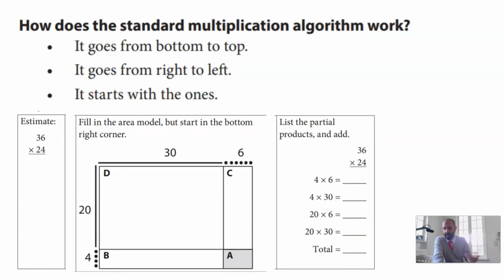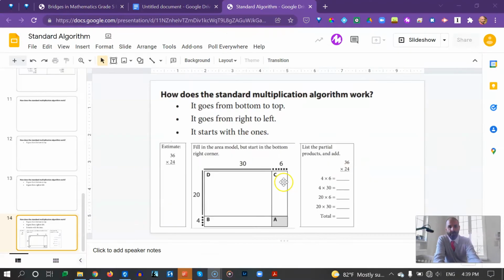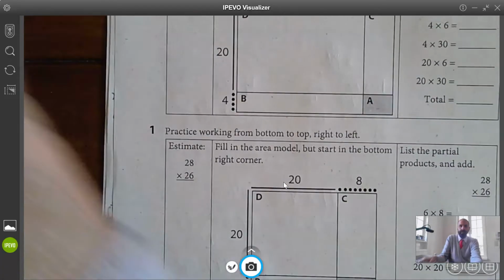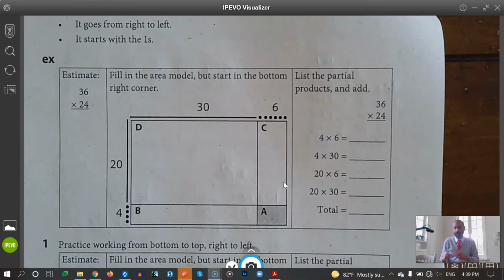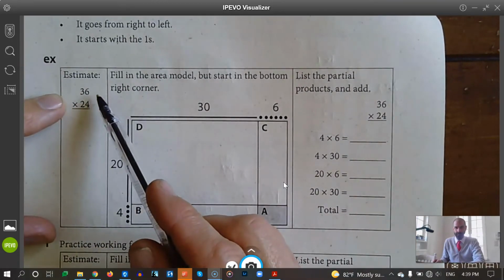And so we're going to do these practices and then go from there. So the very first problem in our book is this example, and I'm going to walk us through that one. So watch this so you know what to do. So the very first thing we're going to do is estimate.